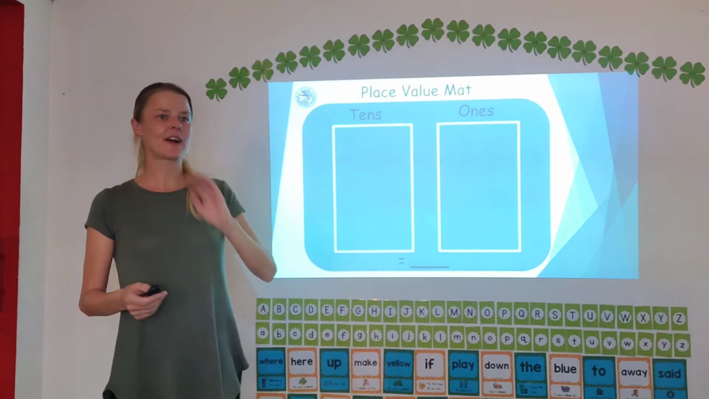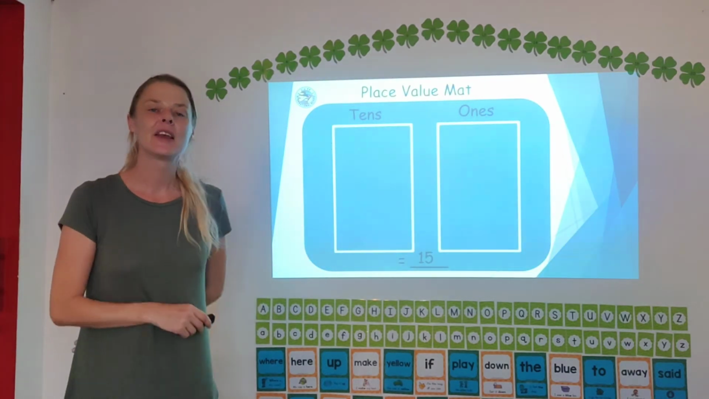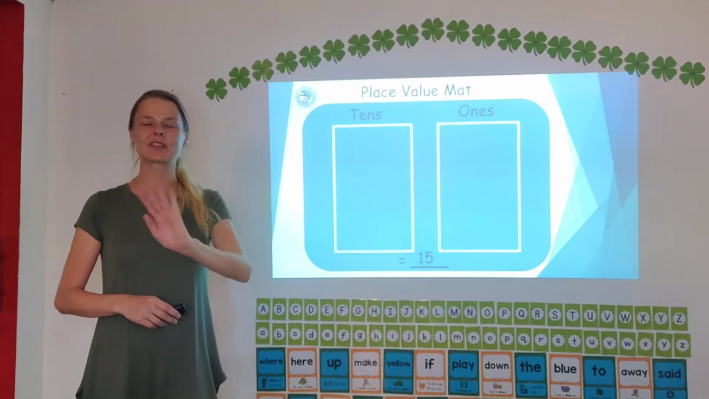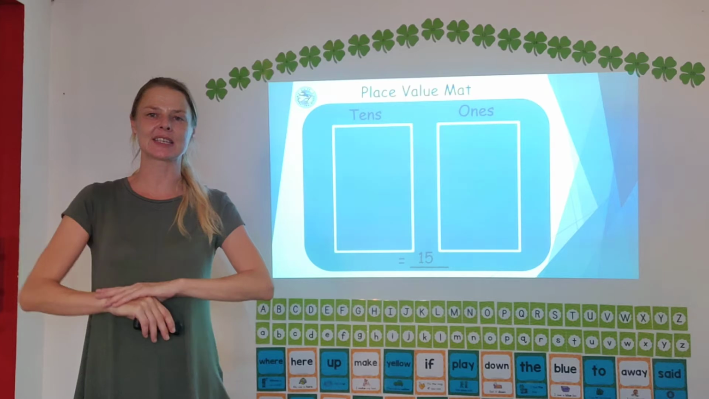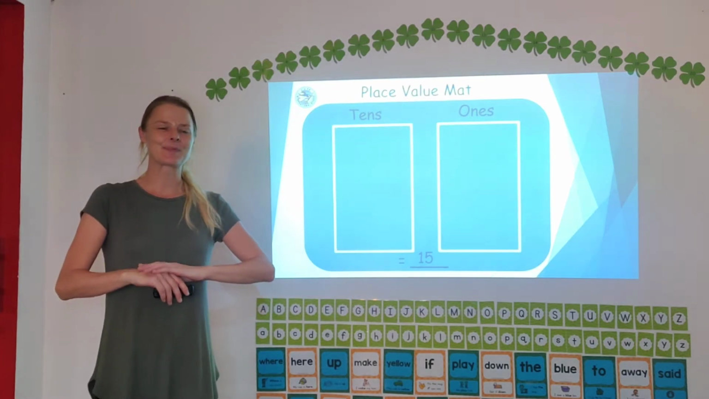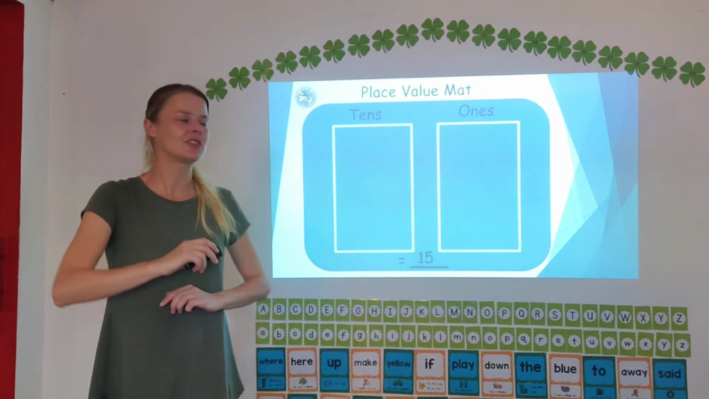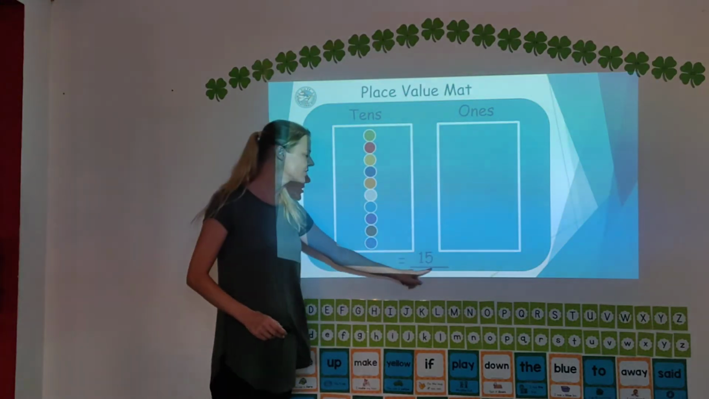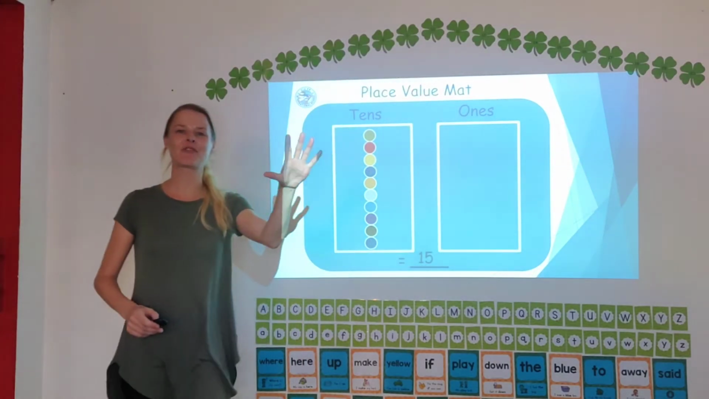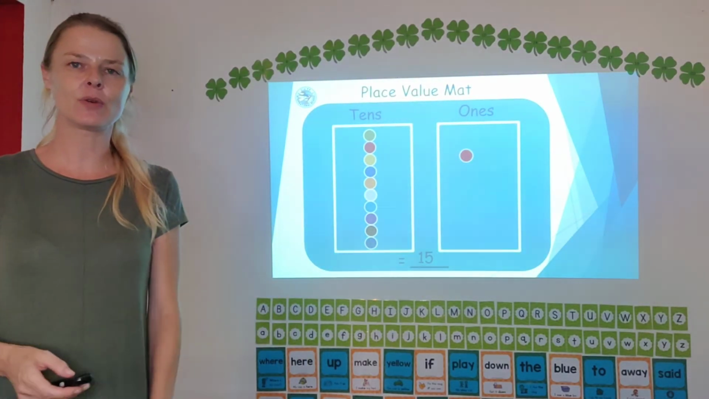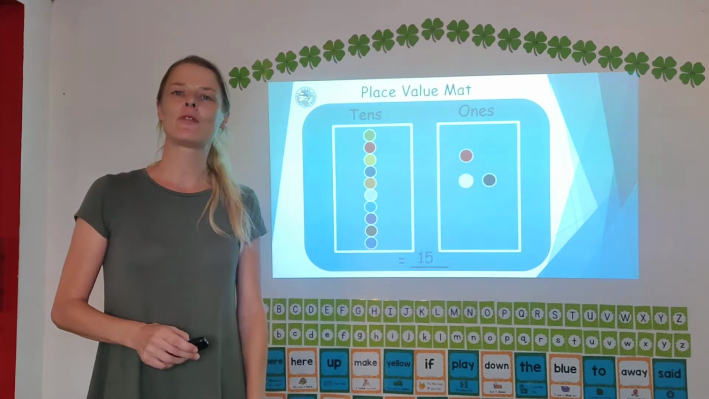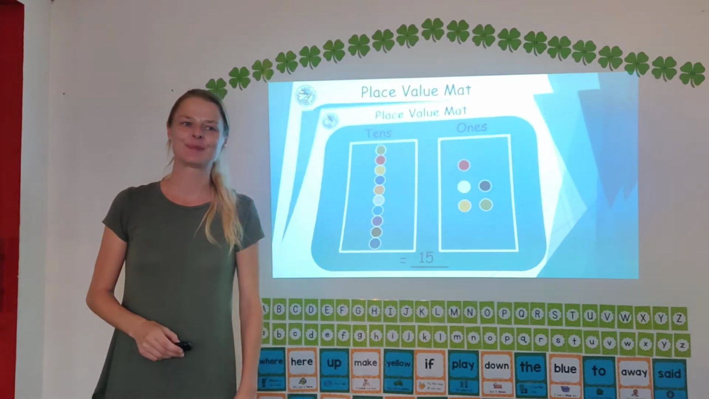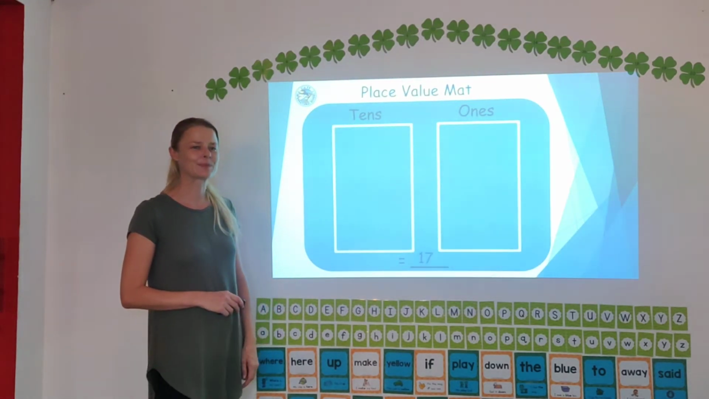Your next place value number is 15. 1, 5, 15. Okay, pause the video, put your counters in the right place, and let's see if you got it correct. So, if you got this one correct, you should have 1 row of 10. And how many ones should you have? 5. Well done. 1, 2, 3, 4, 5. Well done, everybody. Okay, so let's try one more.